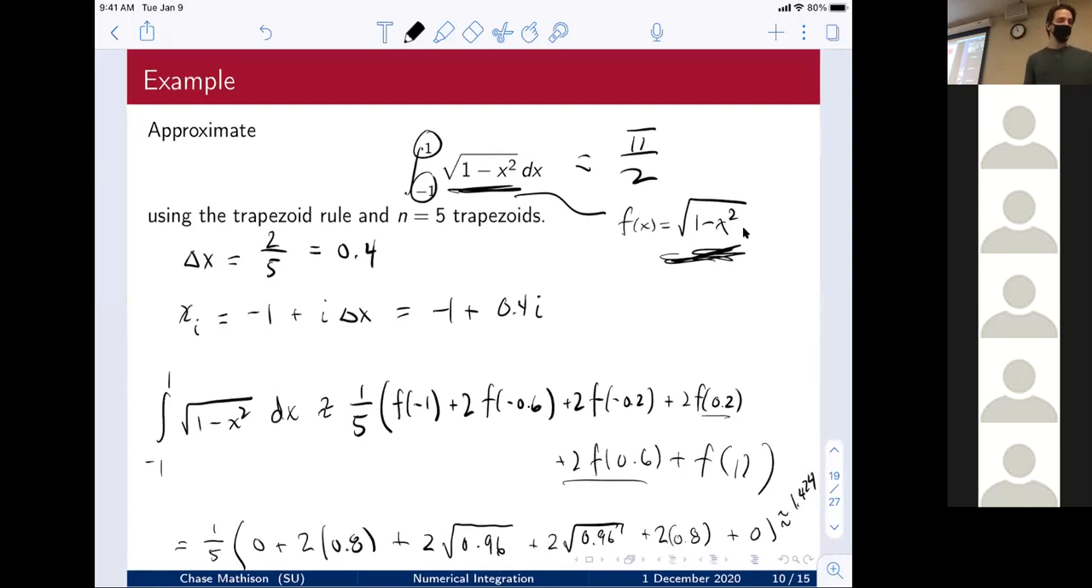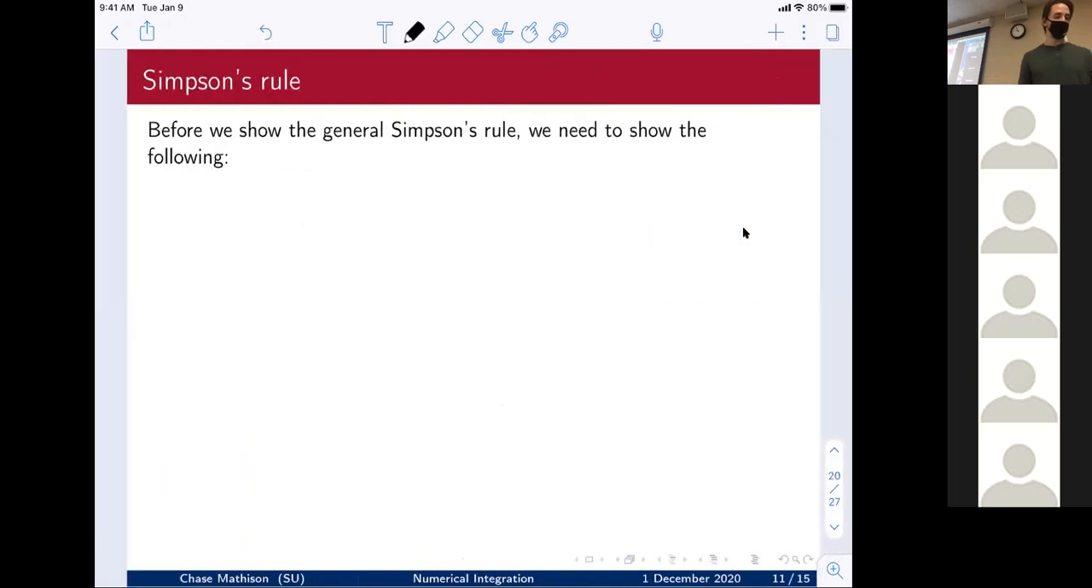Okay, because I didn't get to Simpson's rule, I'm going to say the quiz is postponed until Thursday, okay? On Thursday, I'll post a quiz with these integration rules, and you guys will be able to take that quiz on Thursday, okay?